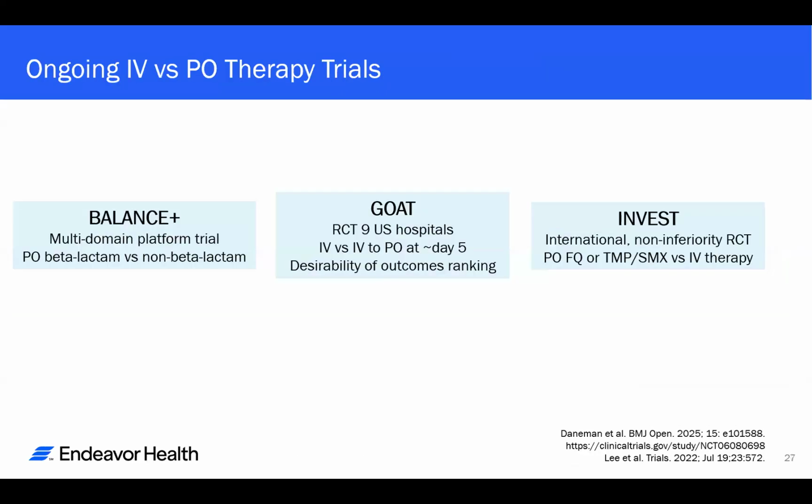So there are a few ongoing trials to keep an eye out for. Like we already mentioned, that Balance Plus, but also the GOAT. So that's gram-negative bacteremia oral antibiotic therapy, which is a randomized controlled trial in 9 US hospitals looking at IV versus IV to PO at day 5. And they are doing that desirability of outcomes ranking style. The INVEST trial is an international non-inferiority randomized controlled trial looking at fluoroquinolone or trimethoprim sulfamethoxazole versus IV therapy. And that's the one that we had that emulation study. So it'll be interesting to see if we come up with similar outcomes there.